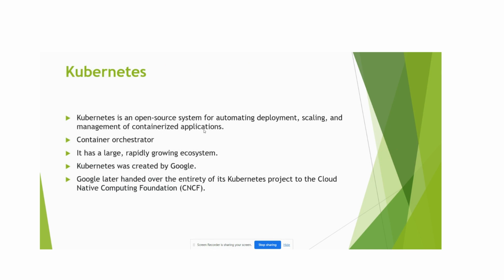Moving ahead, now let's talk about Kubernetes. Kubernetes is an open source system for automating deployment, scaling, and management of containerized applications. So you see, it is basically for containerized applications. As we discussed in the previous slide about microservices, suppose for one application you have hundreds of microservices, hundreds of containers. Who will manage it? Kubernetes will manage it, and that's why it is called a container orchestrator.